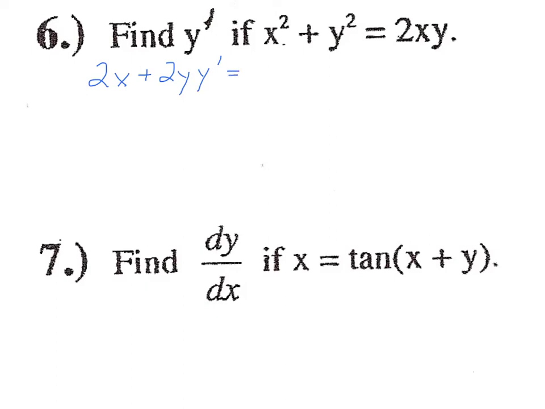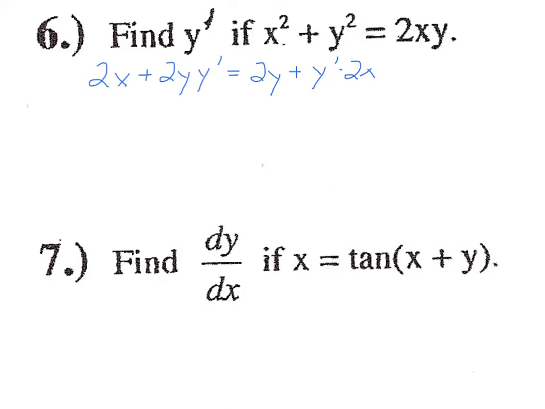And when I take the derivative of the right side, I'm going to need to use the product rule because I have 2xy. So to do the product rule, I'm going to do the derivative of the first function, which is 2x, so just 2, times the second, plus the derivative of the second, so that'll be y prime times the first.